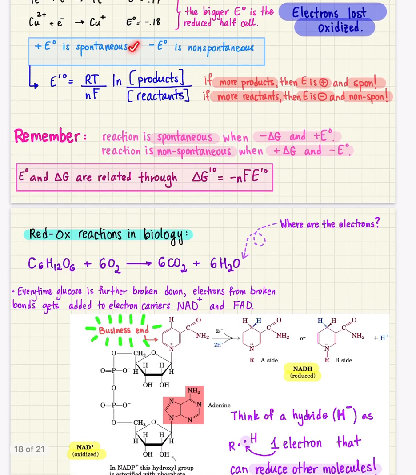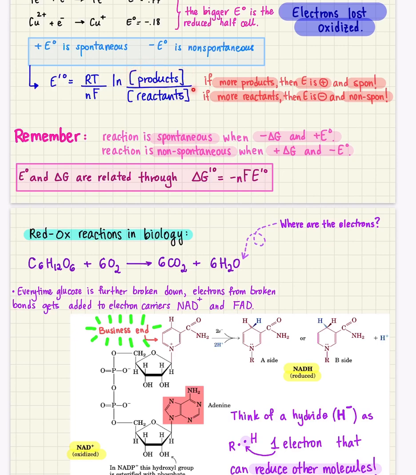And how can we prove this? We can prove this by this equation. If we have more of our products, then this fraction will be bigger than 1. And a number bigger than 1 for ln gives us a positive number, meaning that E will be positive if there's a lot of products. And if there are a lot of products, then that makes sense how our reaction is spontaneous, because as I said earlier, spontaneity has to do with the amount of product that is produced.